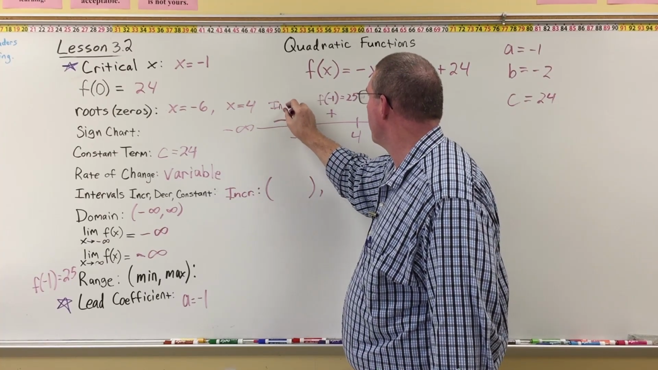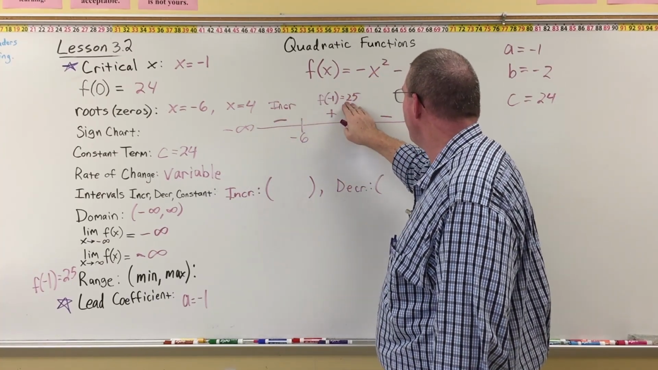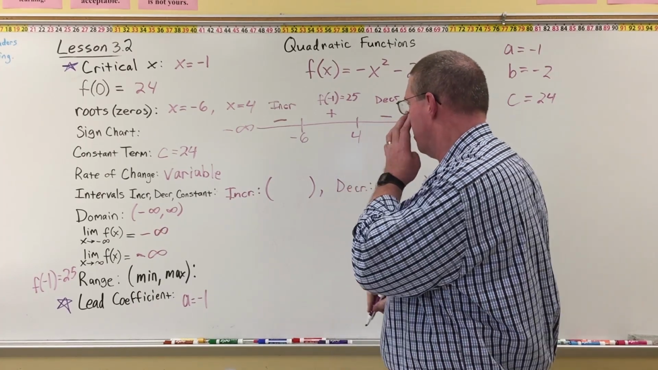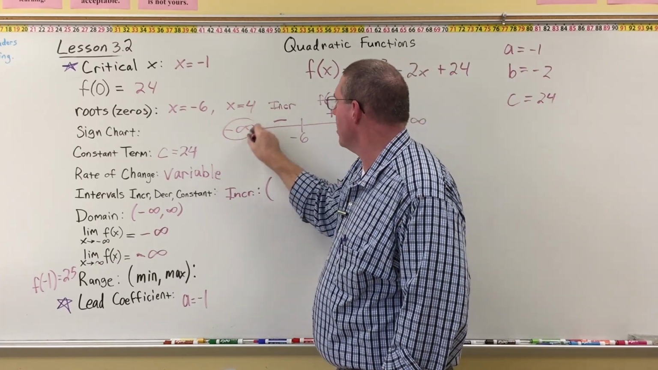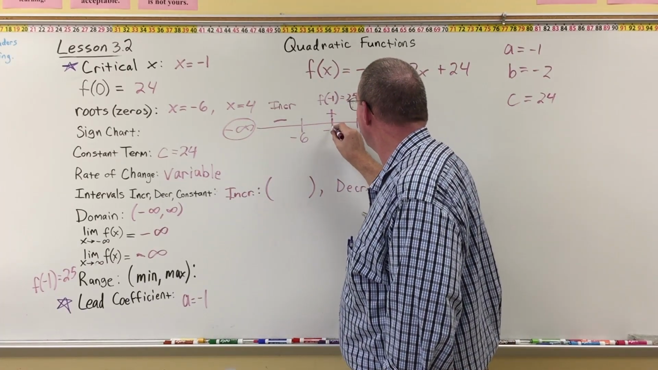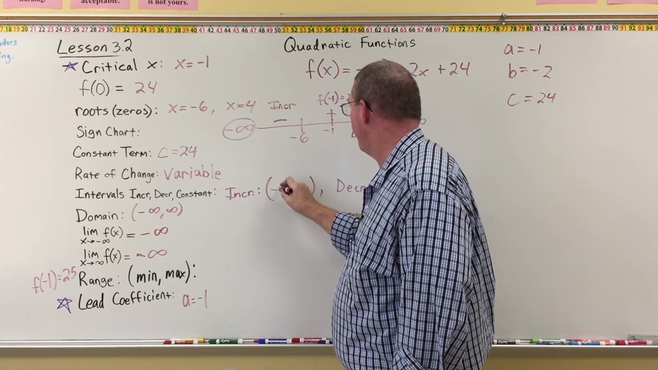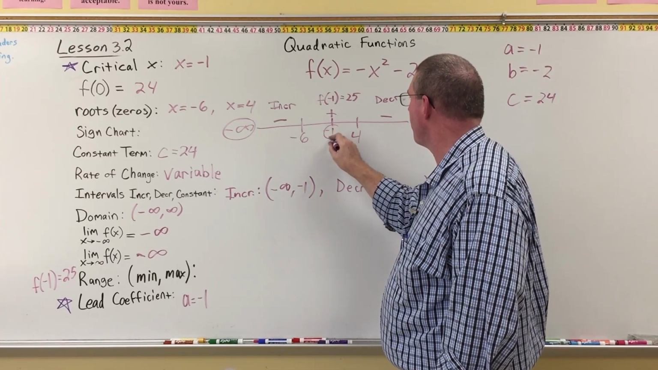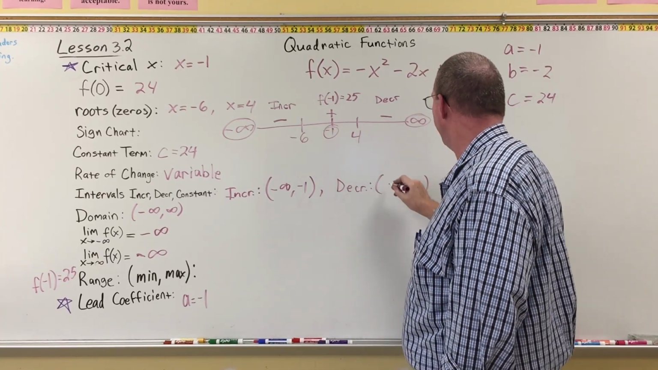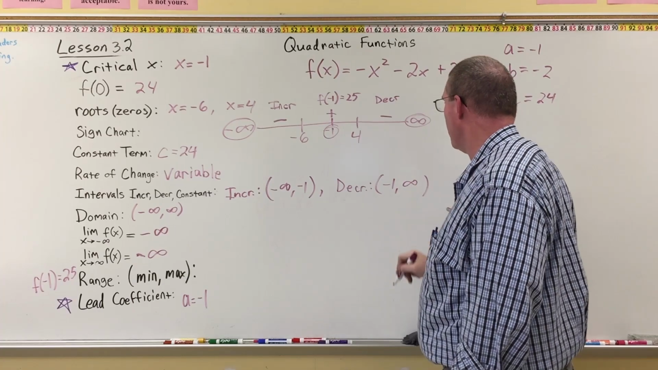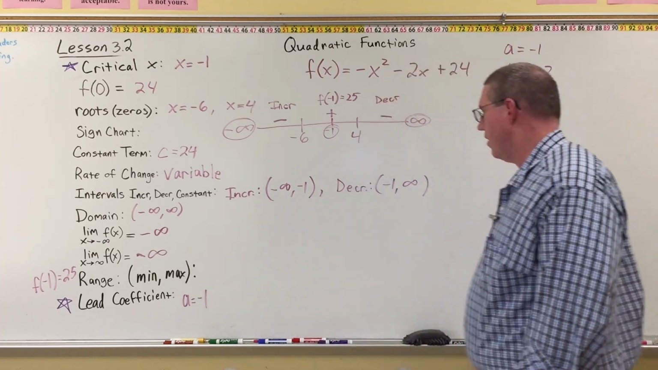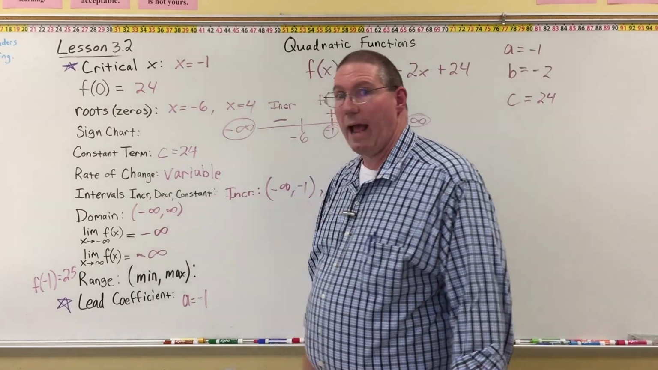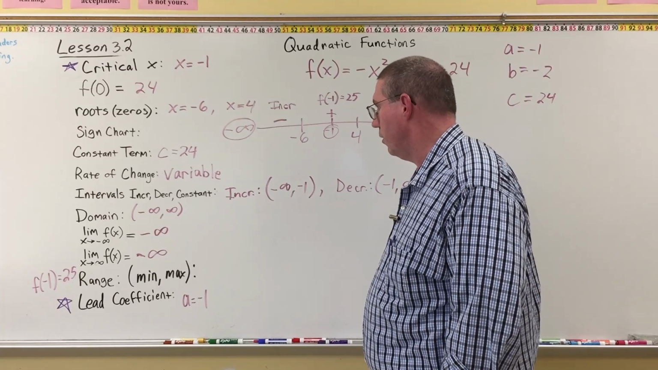This region is an interval of increase, and then we're going from positive 25 down to negative numbers. So that's an interval of decrease, okay? So our interval of increase is starting here and going up to -1. So negative infinity up to -1. Our interval of decrease is starting at -1 and going up to infinity. -1 up to infinity, and therefore now we have our intervals of increase and decrease. Remember that quadratic functions do not have a constant interval, okay?